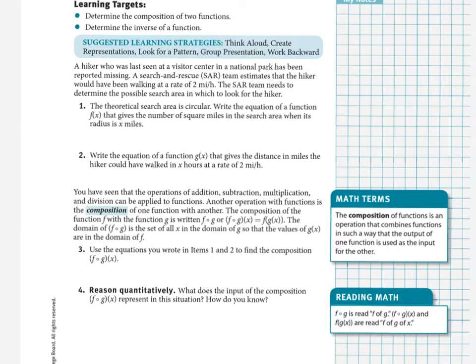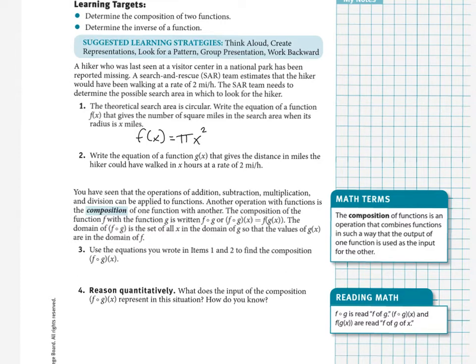So we've got this hiker in the national park who is missing, and the search and rescue team estimates that the hiker would have been walking at a rate of 2 miles an hour. The rescue team needs to determine the possible search area in which to look for the hiker. The theoretical search area is circular. Write the equation of a function f of x that gives the number of square miles in the search area when the radius is x. Well, this is just the area of your circle. They're telling us to use f of x. Area of a circle is pi r squared, but we're going to use pi x squared.